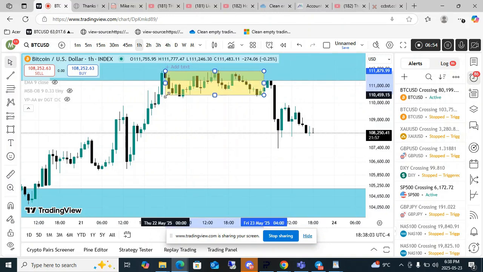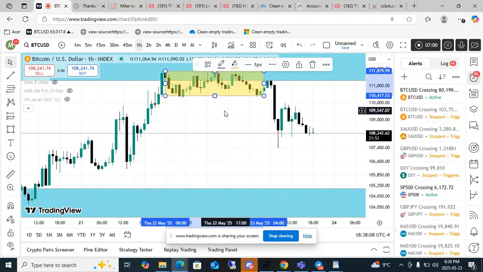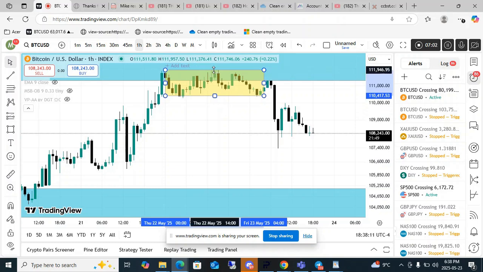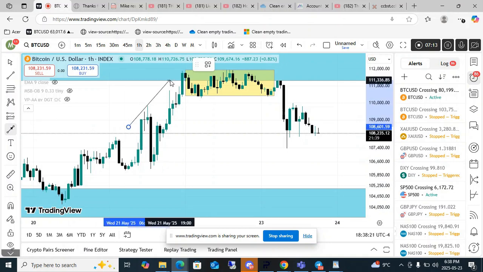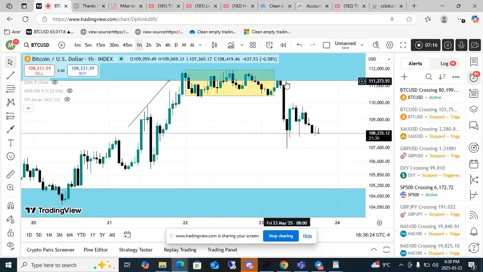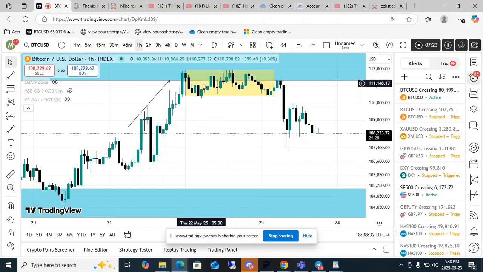Whenever I see this consolidation, I normally have a strategy which I use to know when to buy or when to sell. This is an uptrend. Whenever price comes to all-time highs, it will start consolidating. After consolidating for a while, it's gonna break out.